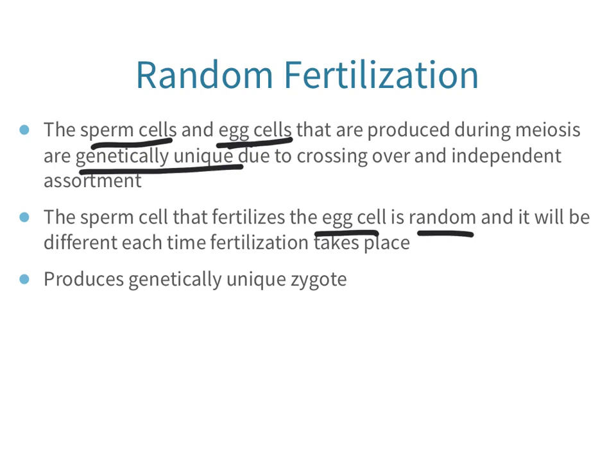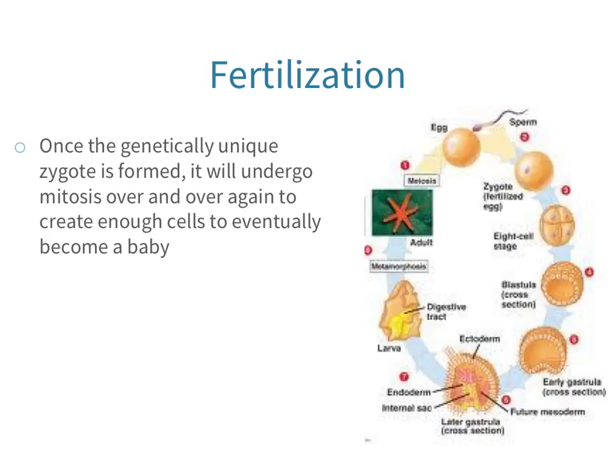So again, if you think of the fact that your mother could make 8 million different eggs and your father could make 8 million different sperm, and that one of each is going to combine, you can kind of see why you don't look like your siblings, because the likelihood of the same two combining is pretty low. Okay, so once the genetically unique zygote is formed, it will undergo mitosis over and over again to create a baby, to create an offspring.